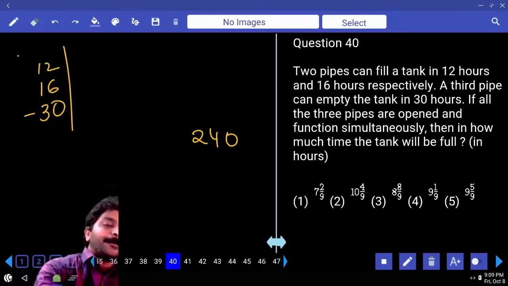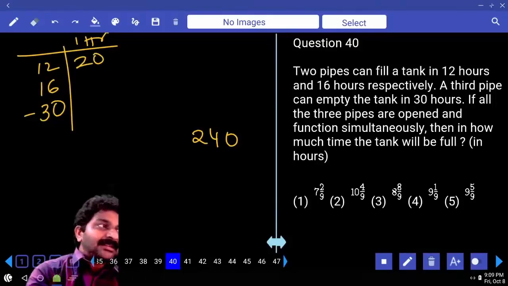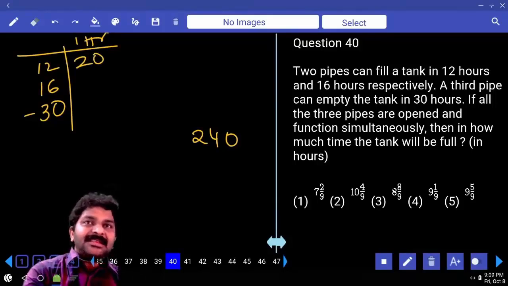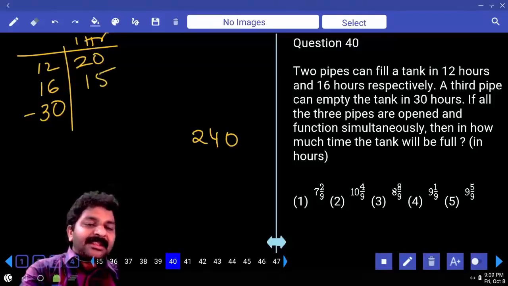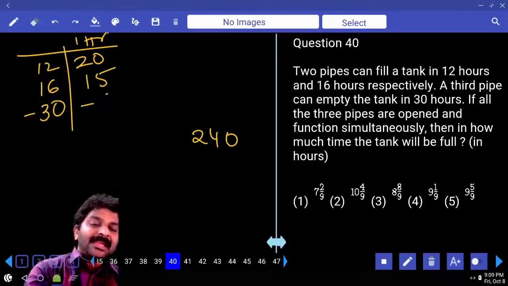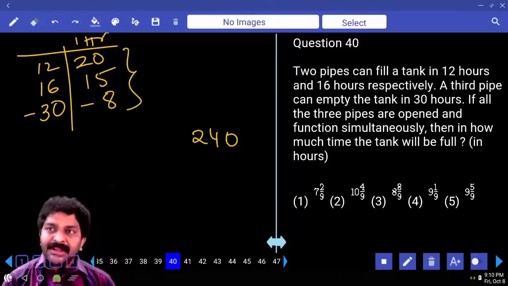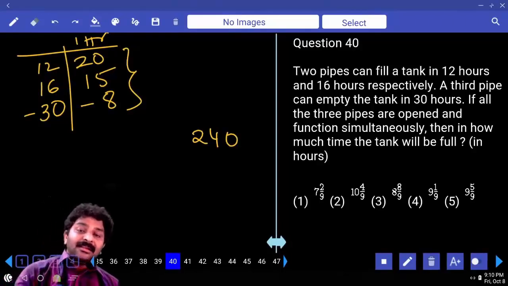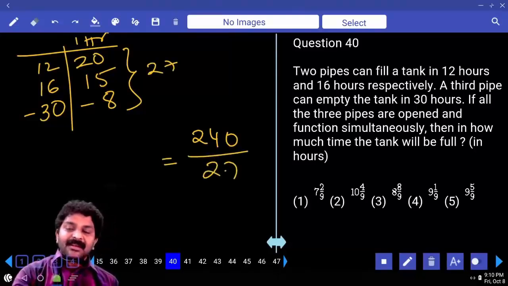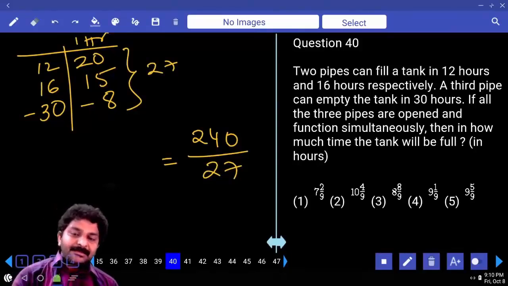Then per hour, 20. Next, 240 units is filled in 16 hours. Per hour, 15. 240 units emptied in 30 hours. Per hour, 8. All are opened at a time. Positive work done is 35 units and negative work is 8 units. Then total work of 27 units is done. So to complete the tank, divide 240 by 27.